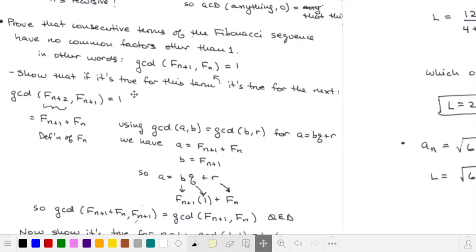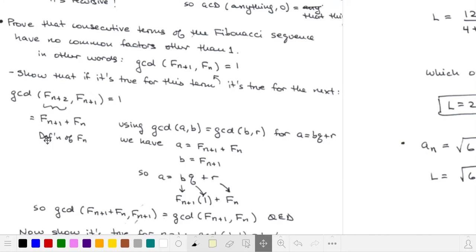So our first task when we're trying to prove things by induction is to show that if it's true for this, it's got to be true for the next term. So what is the next term? Instead of n plus 1, it'd be n plus 1 plus 1, which is just n plus 2. And instead of f sub n here, it'd be f sub n plus 1. So my task is to show that the greatest common divisor of f sub n plus 2 and f sub n plus 1 is equal to 1.